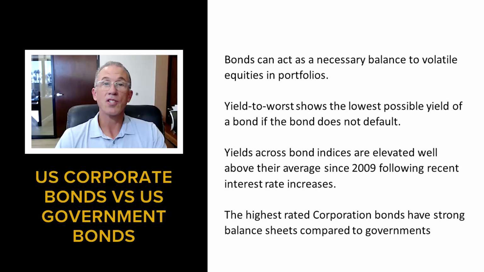U.S. corporate bonds versus U.S. government bonds. Bonds can act as a necessary balance to volatile equities in portfolios. Yield to worst shows the lowest possible yield of a bond if the bond does not default.